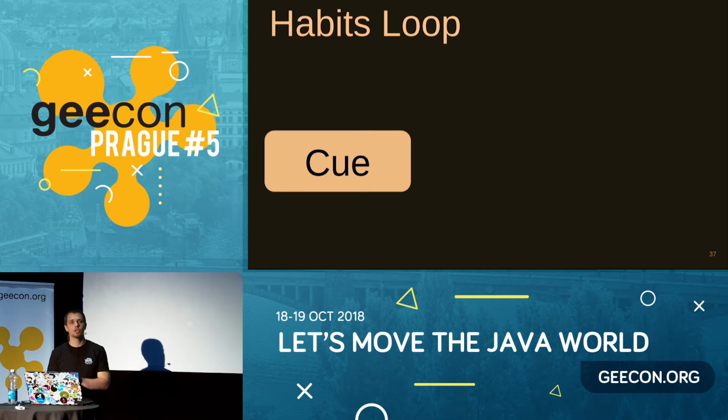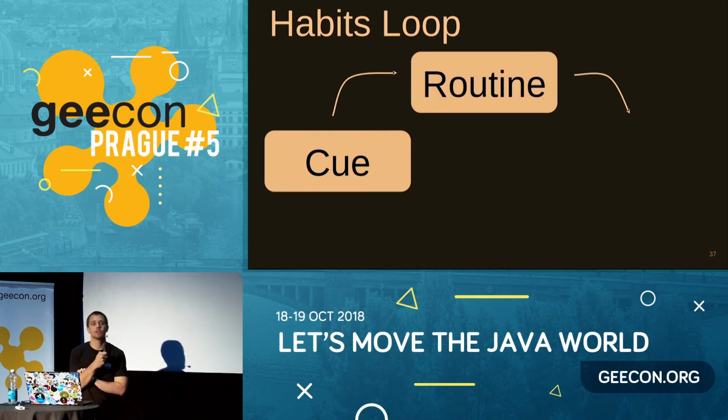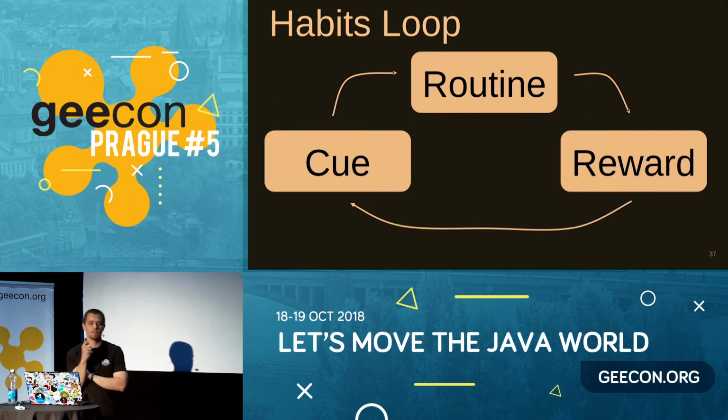Every habit has a cue. It has the routine itself. And it has the reward. Apologies for my drawing. It's not very loop, but I've tried my best. But in reality, you're trying to tackle the routine while utilizing the same cues and reward.